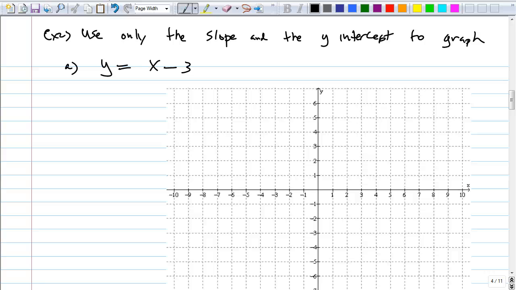It says, use only the slope and the y-intercept to graph y equals x minus 3. This time it's a little bit easier because it's going to fit right on the grid, unlike the other one. Anyway, go ahead, everybody try this. I'll wait.